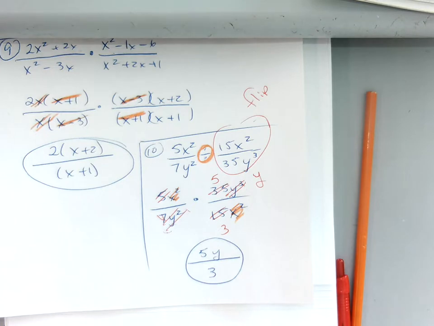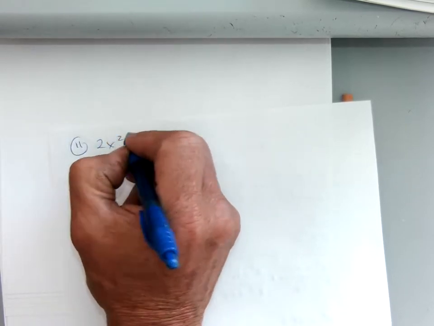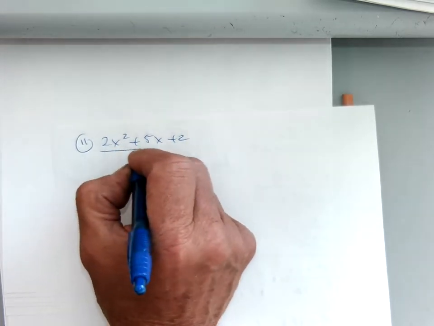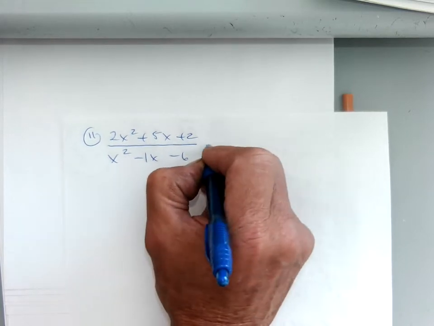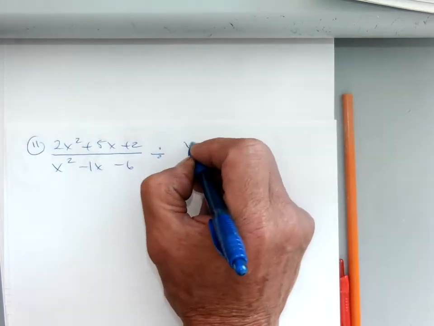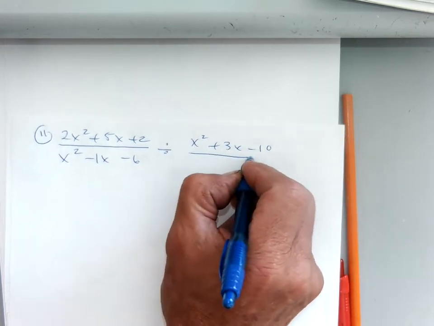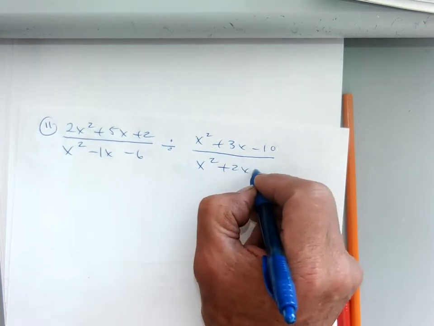Okay, give me thumbs up when you're ready for number 11. Okay, 11. I'll do 11 on the back side. So let me rewrite 11. 11 is 2x squared plus 5x plus 2 over x squared minus x minus 6 divided by x squared plus 3x minus 10 over x squared plus 2x minus 15. Okay?